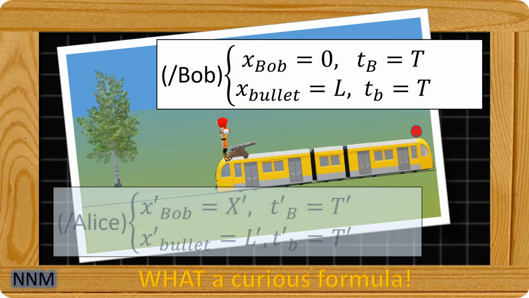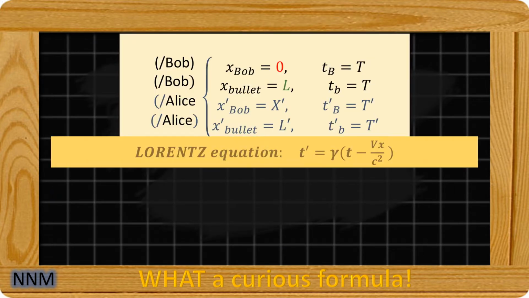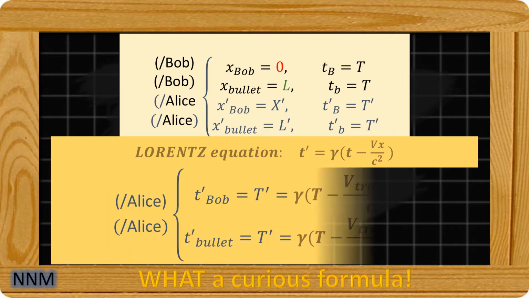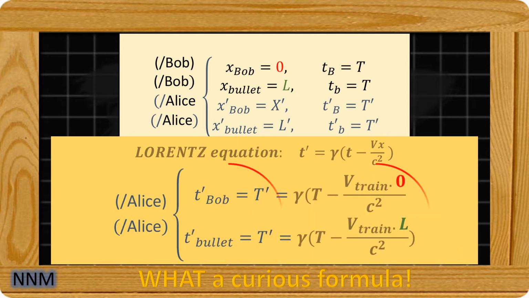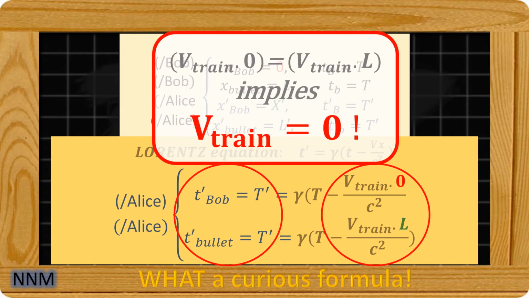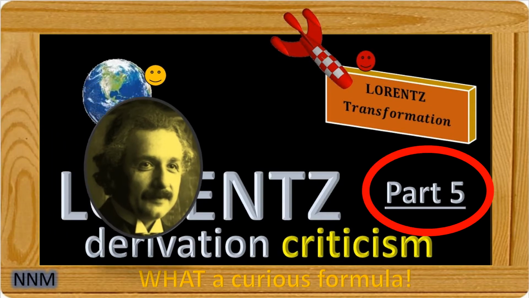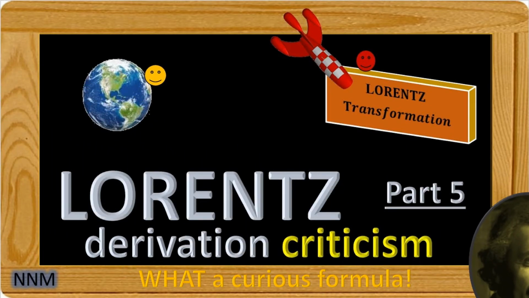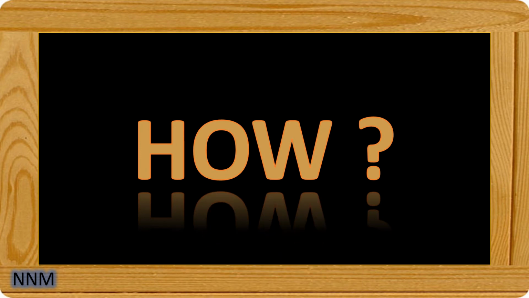Let's apply Lorentz's formula to Bob and the bullet, v being the speed of the train. We do not find the same value of time t prime for Bob and for the bullet. Strange, isn't it? Yet it is these strange formulas that are the basis of the theory of relativity. Albert Einstein will give them a physical meaning by postulating the variation of time and lengths. And he will offer a demonstration of this.